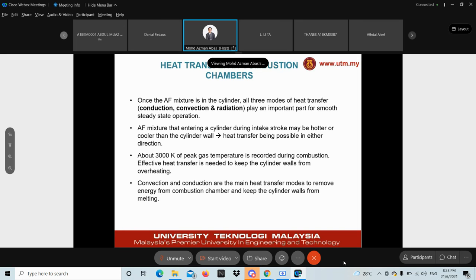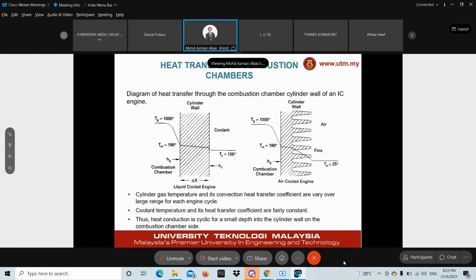Convection and conduction are the main heat transfer modes to remove energy from the combustion chamber and keep the cylinder walls from melting. This is basically a diagram of heat transfer through the cylinder wall of the combustion chamber of an internal combustion engine. There's a clear difference. On the left is the coolant system.